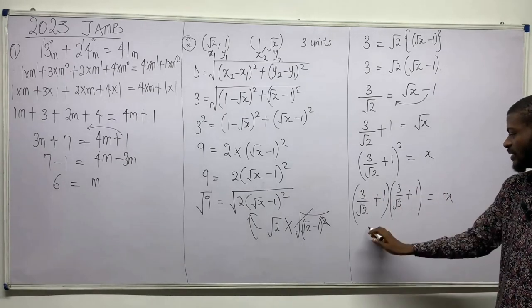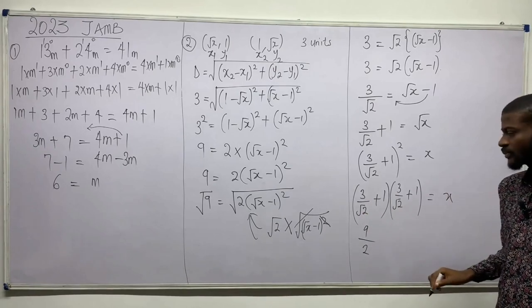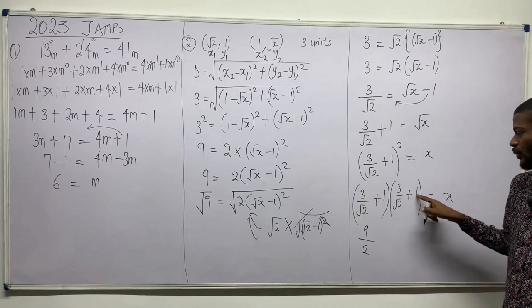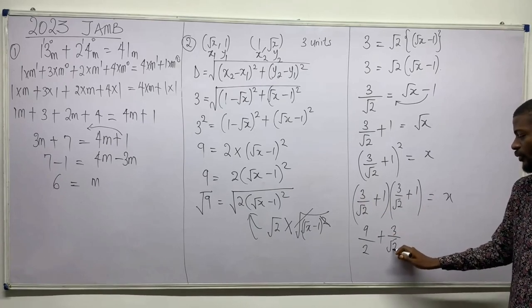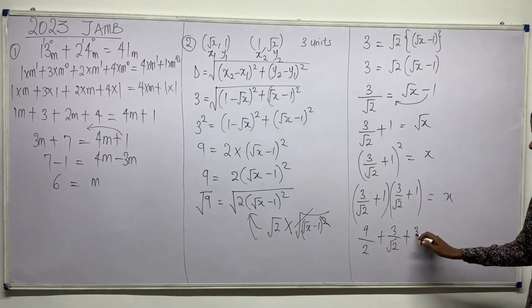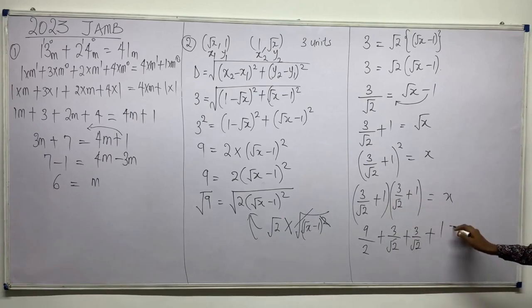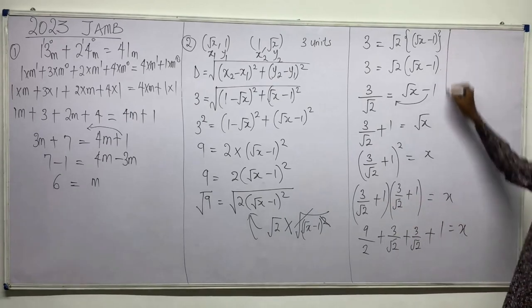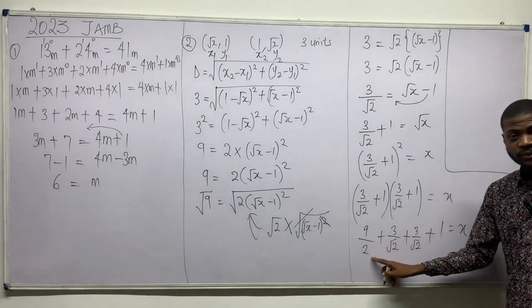3 times 3 is 9 over root 2 times root 2, which is 2. Then 3 over root 2 times the other 1 will still give us 3 all over root 2. Plus 1 times 3 over root 2 is 3 over root 2. Then plus 1 times 1 is 1, equal to X. I think I can squeeze this here. Now this is 9 over 2.